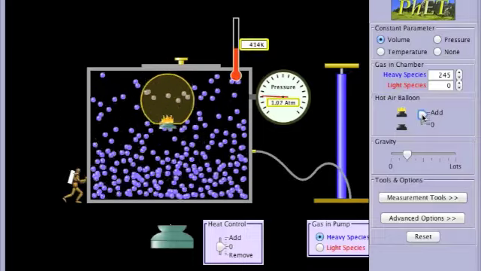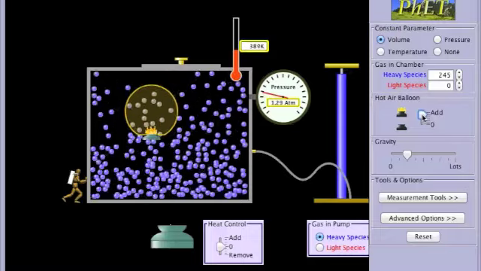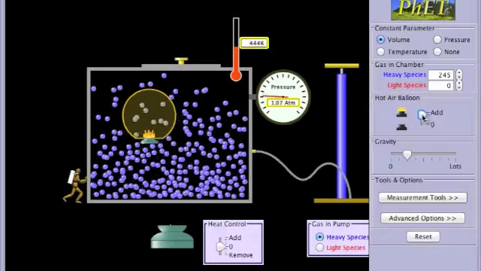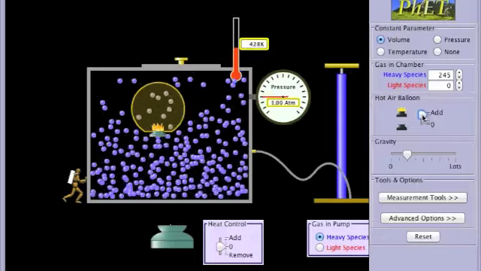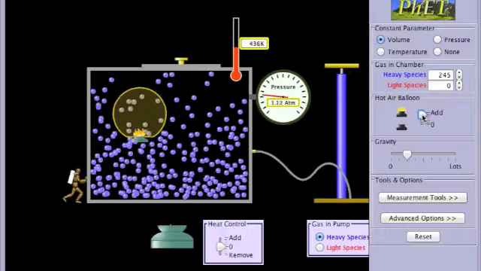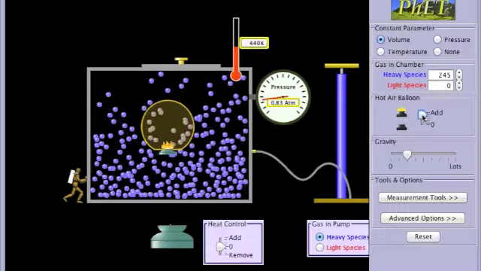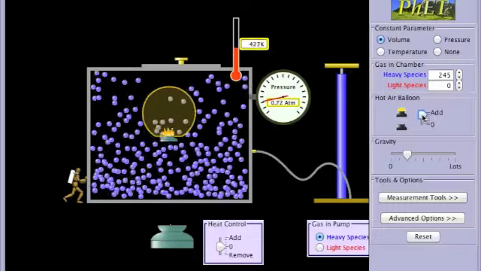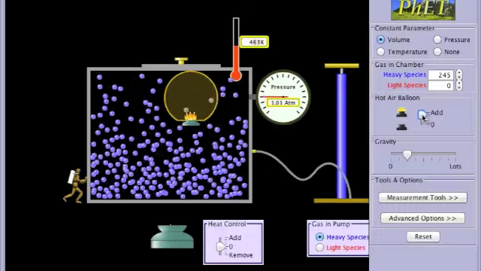Pressure varies with temperature, volume, and quantity according to the ideal gas law. In theory, when the volume of a gas shrinks, the gas molecules have less space to move around, and so they hit the balloon more often.